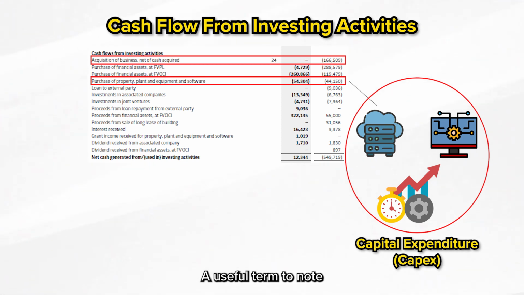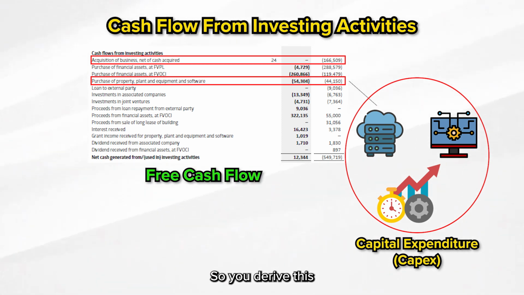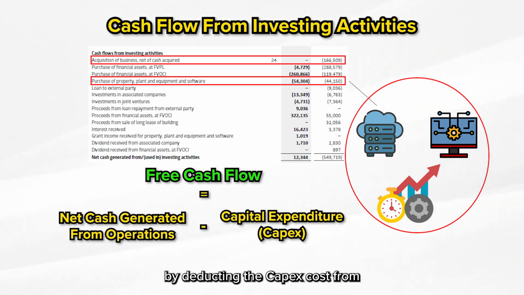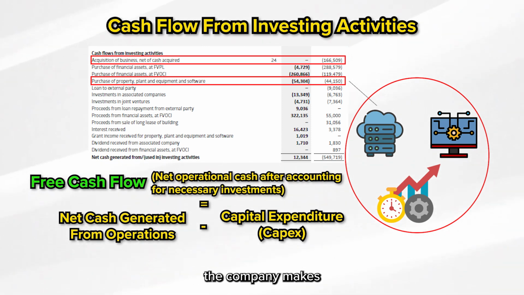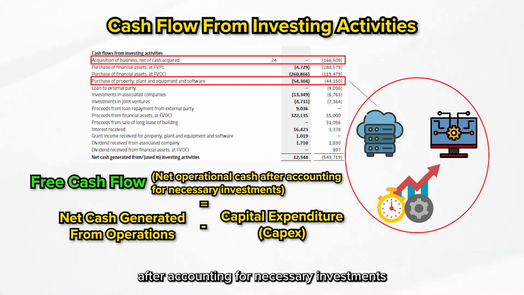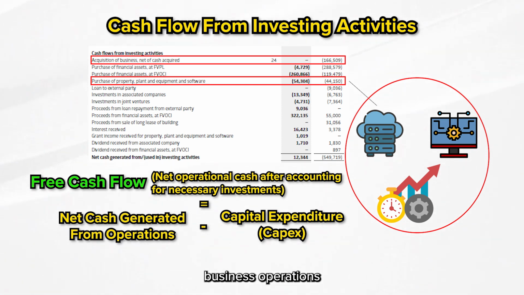A useful term to note with regard to CapEx is the company's free cash flow. So you derive this by deducting the CapEx costs from the company's net cash generated from operations. This amount shows you how much cash a company makes in its day-to-day operations after accounting for necessary investments needed to sustain the company's business operations.